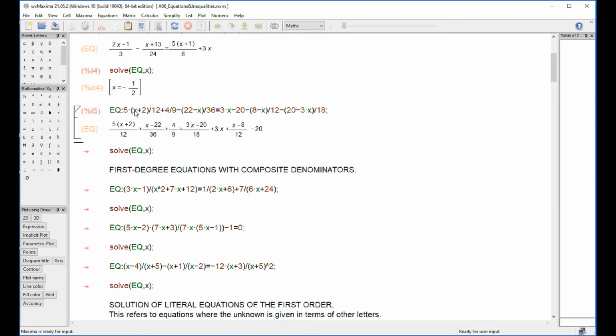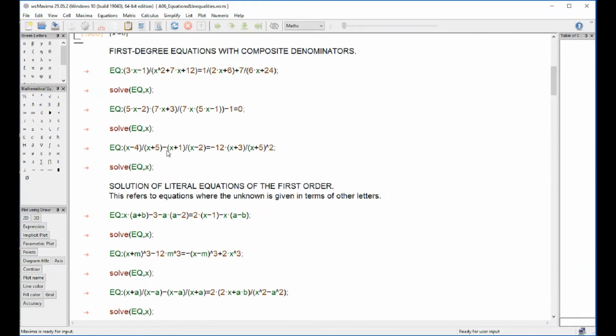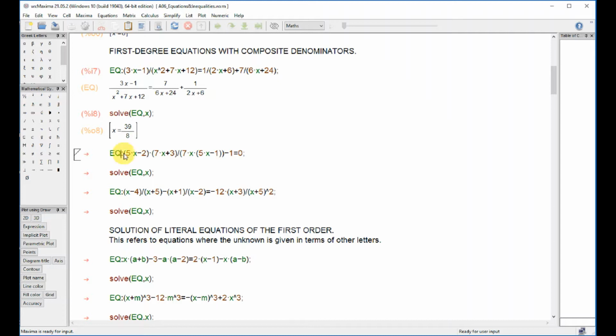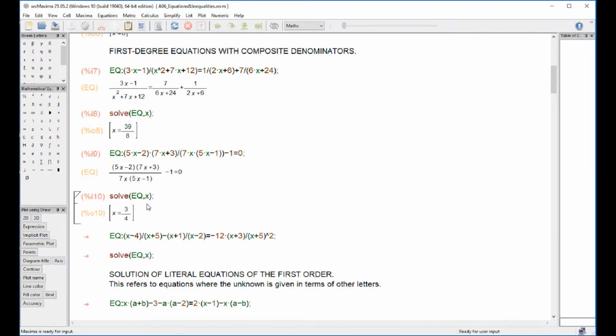This is a more complicated equation, and you can still use solve to find it. Here's a first degree equation with composite denominators. Let's try solve EQ and you get the result. Solve would be the way to go here.